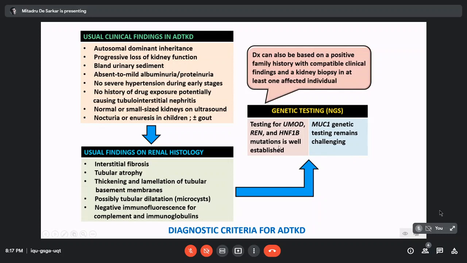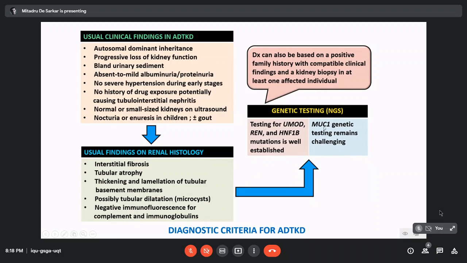But the importance of the fact is that in the Indian context probably, and if you are talking about small hospitals which don't have recourse to this kind of costly procedures, you can still establish this particular diagnosis if there is a positive family history, if you have compatible clinical and histological findings, and if you have a kidney biopsy in at least one of the individuals within that particular family.